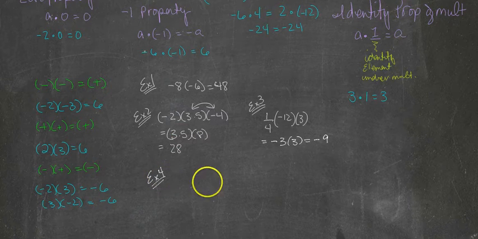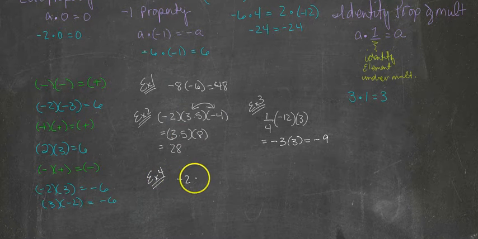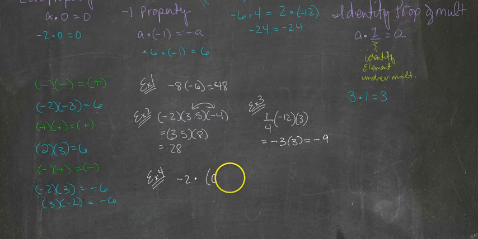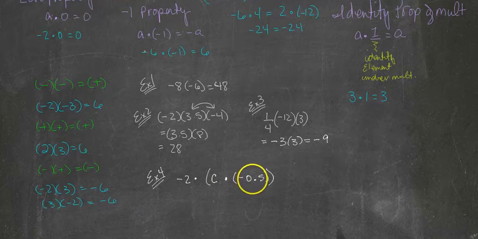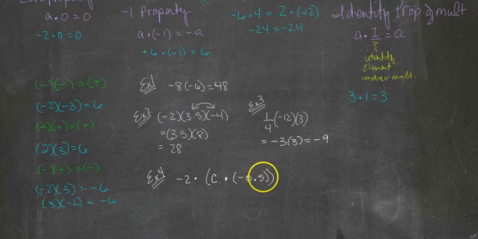So if I want -2 times c times, and I don't really need these dots, I'm just using them to drive the point home that it's multiplication, because we're talking about the multiplication property. There we go, times 0.5. Well, I can do a bunch of things with this. One, I could go ahead and multiply -0.5 times c and just get -0.5 times c.